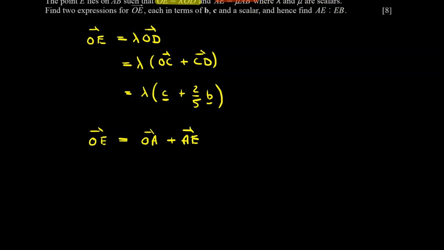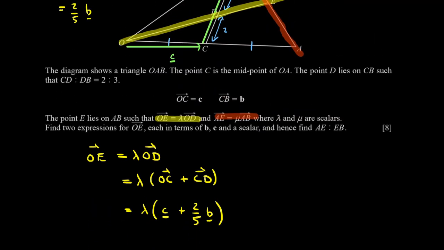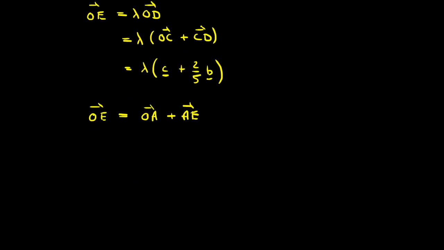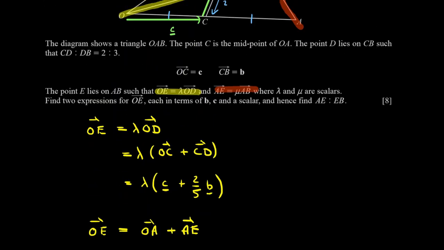Well, let's go back up. Let's ask ourselves the question, what is OA? The vector OA is going from here to here, so it's going to be 2 lots of going from O to C. So I'm just going to double the vector C, and what I will get is 2C. Now what I need to do is find an expression for the vector AE.